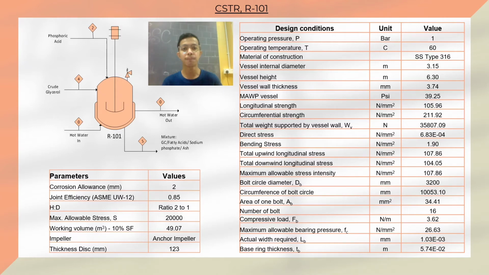and the type of impeller used is an anchor impeller with a thickness of 123 mm. The CSTR is designed to operate at 1 bar and 60 degrees Celsius, and the material used for construction is stainless steel type 316. The detailed design and specification of the CSTR R101 is shown in this table.